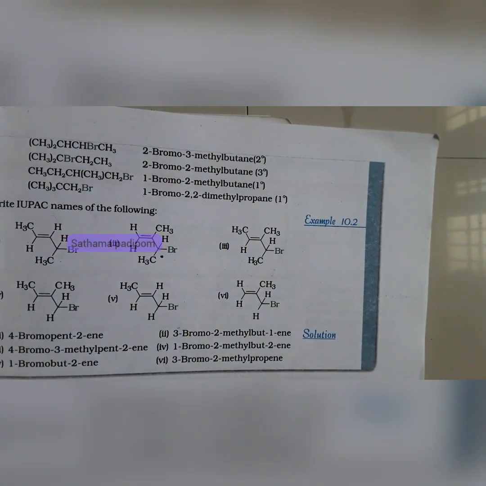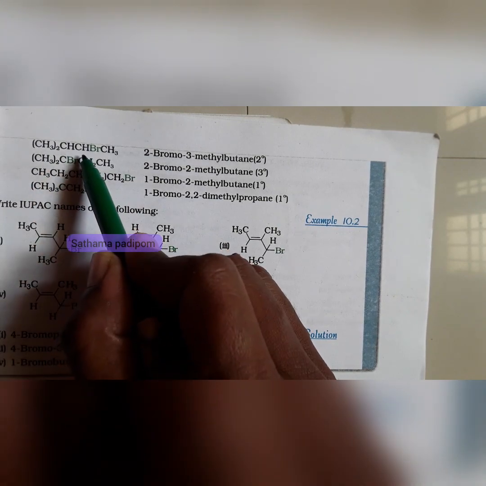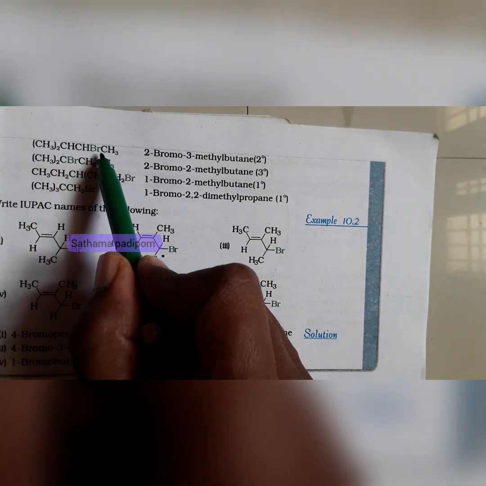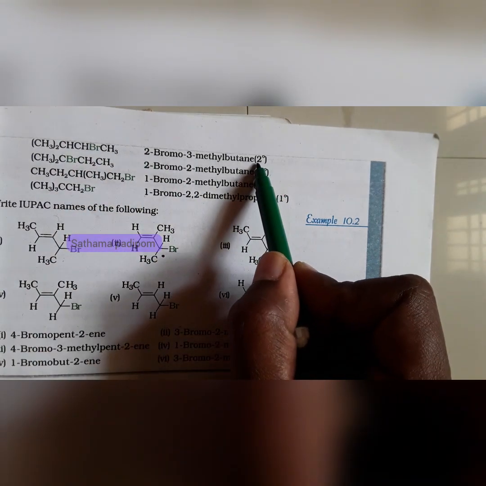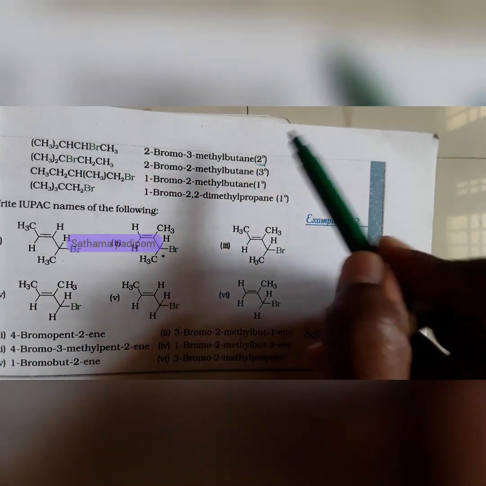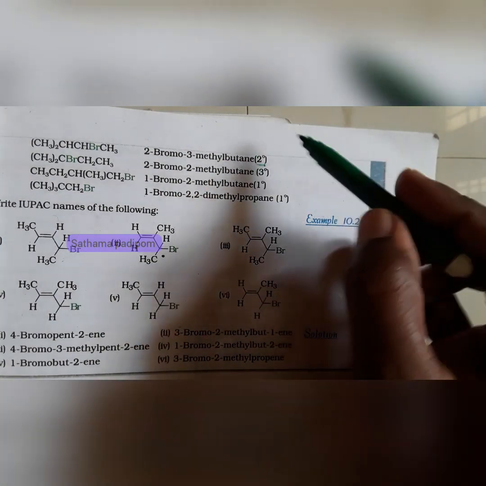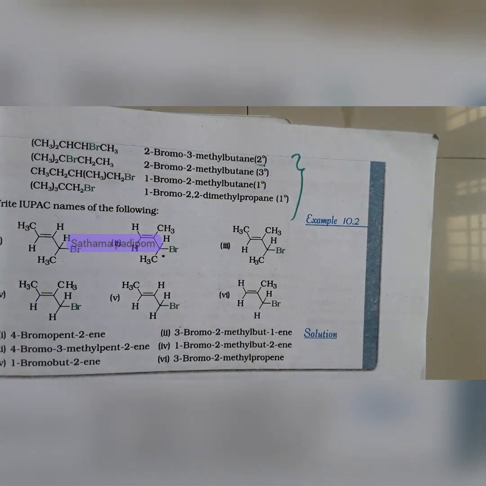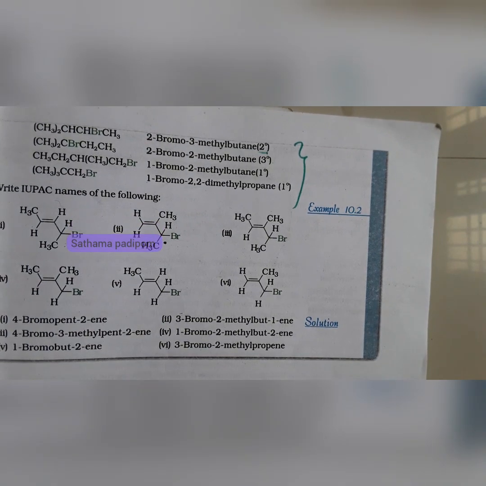The same way, CH3 twice and CH, CHBr, CH3. Here also, bromine is attached with the CH group, so the name is secondary. This is the normal IUPAC name you can write. You have to identify whether it is primary, secondary or tertiary and write it. Okay, so you have to practice all the equations. Okay, next, write IUPAC names of the following.